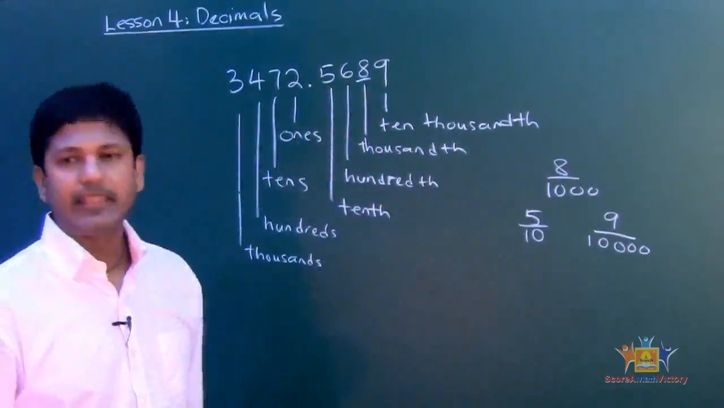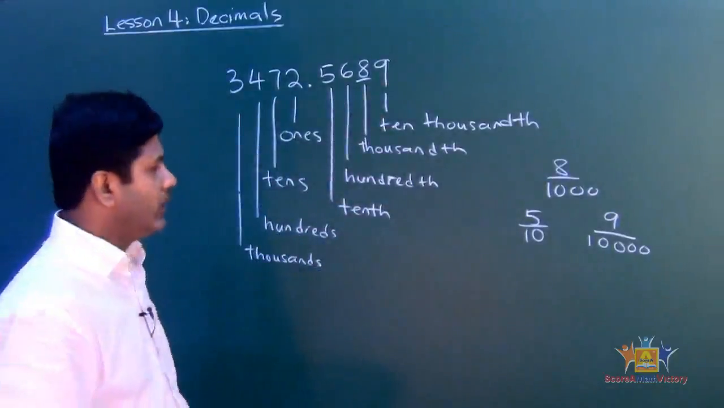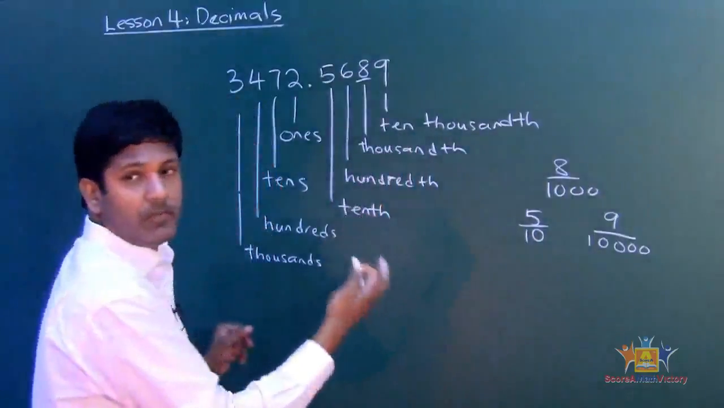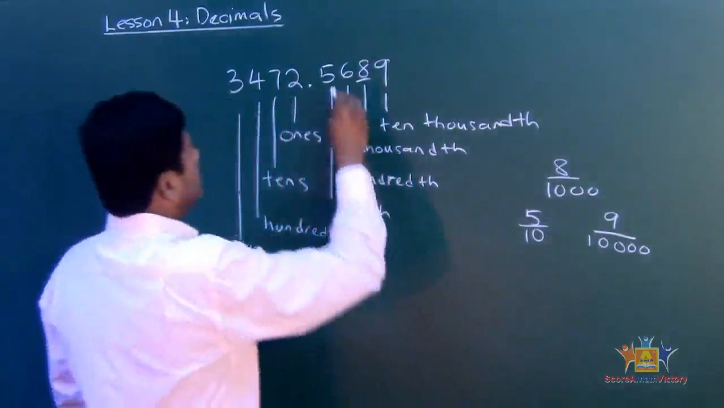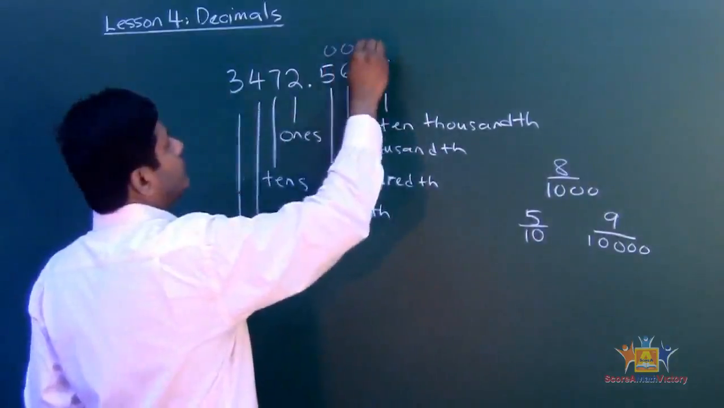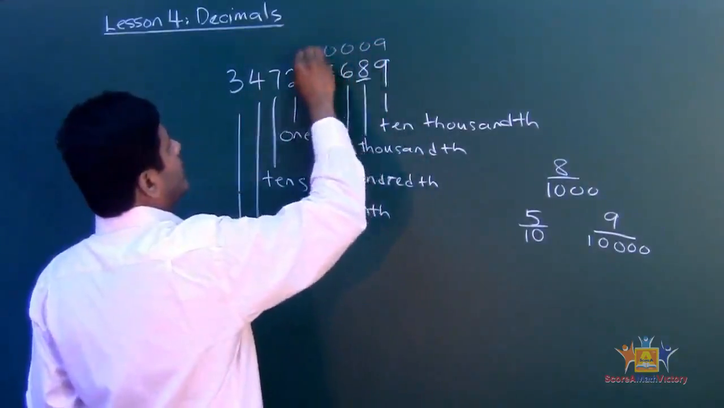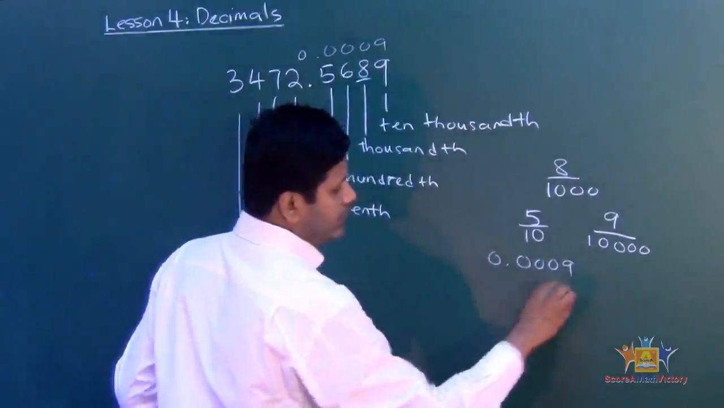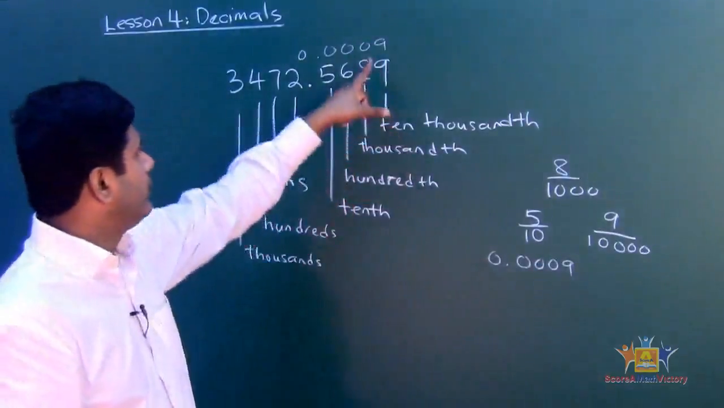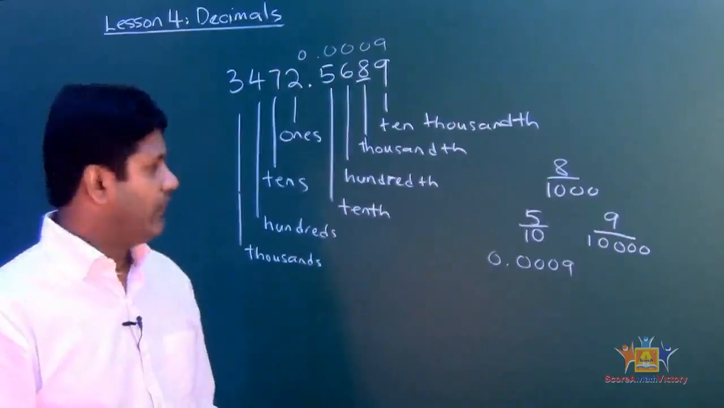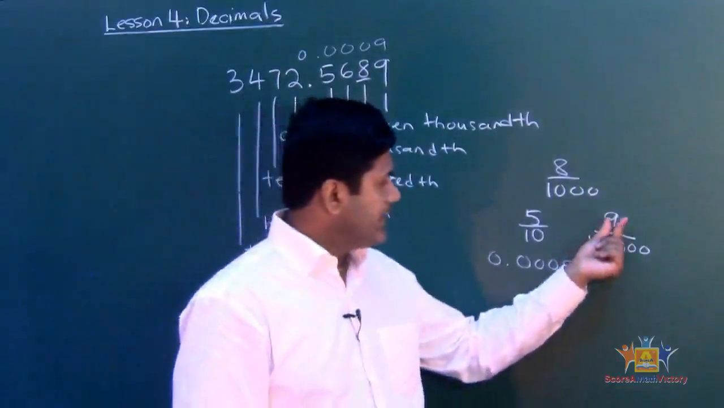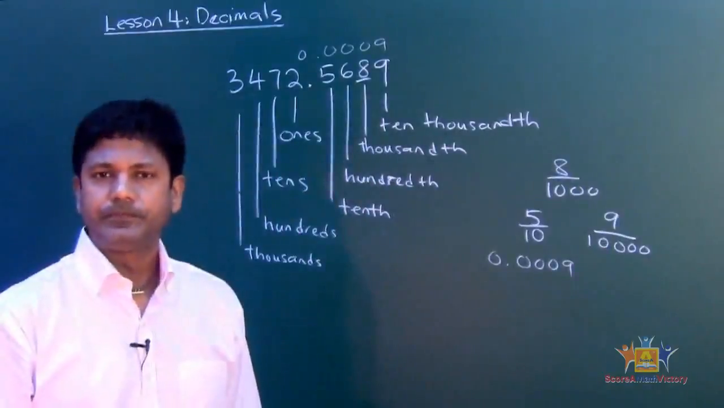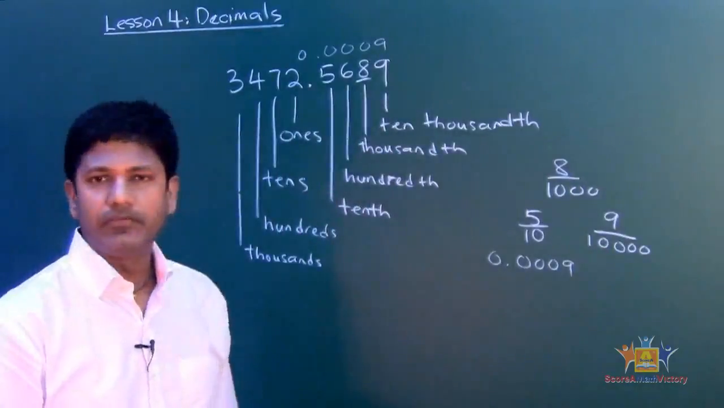9 over 10,000. If I were to express it in the form of a decimal, that will be 0.0009. That's the value in the form of a decimal. If I were to express it in the form of a fraction, it's 9 over 10,000. And that's the value of that digit.